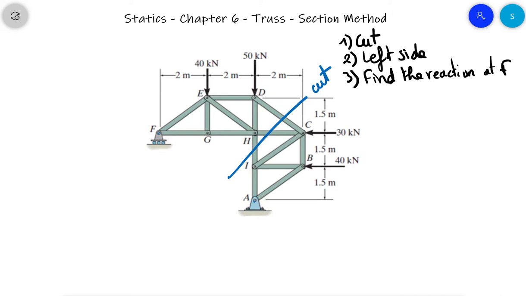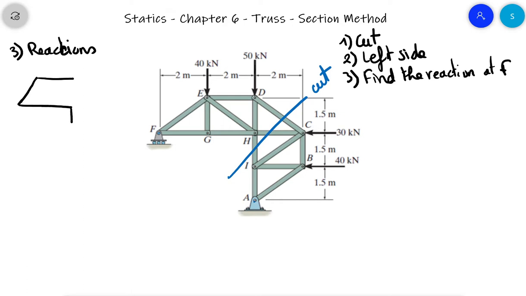So let's do the free body diagram of the entire truss. I just used the cut to show that I need to find a reaction anyway, whether I keep the left side or the right side. Sometimes, depending on how I do the cut, I don't have to do that, but here I need to. So let's do step 3, the reaction. The free body diagram is the free body diagram of the entire truss.